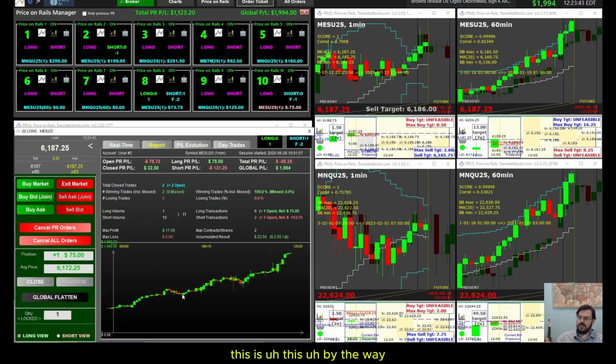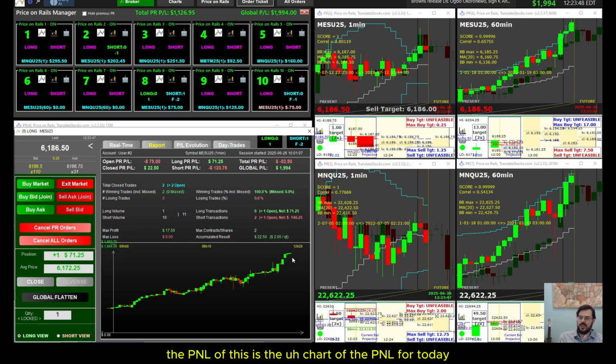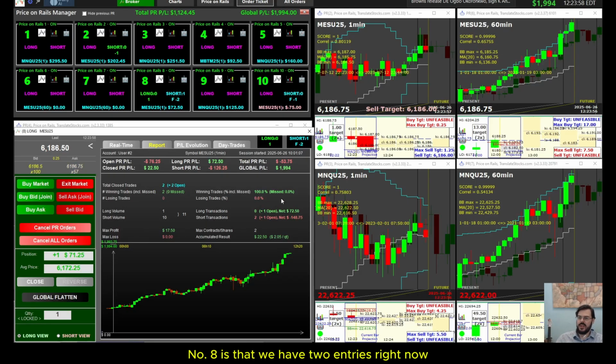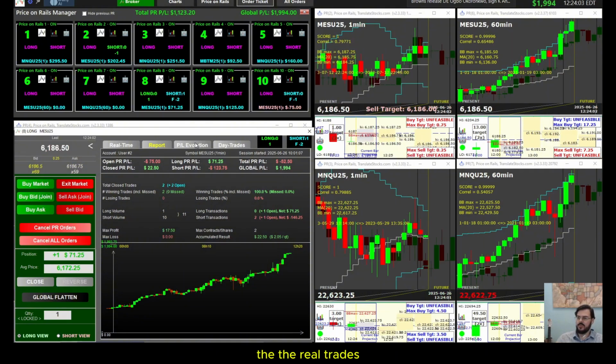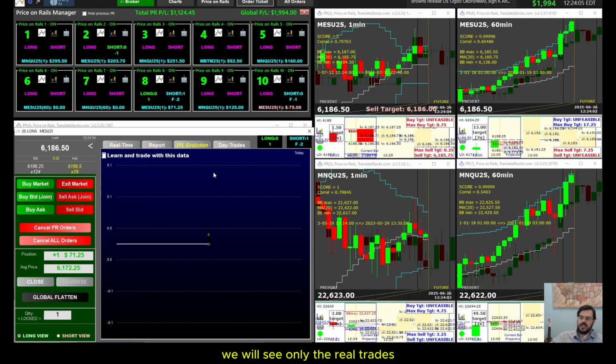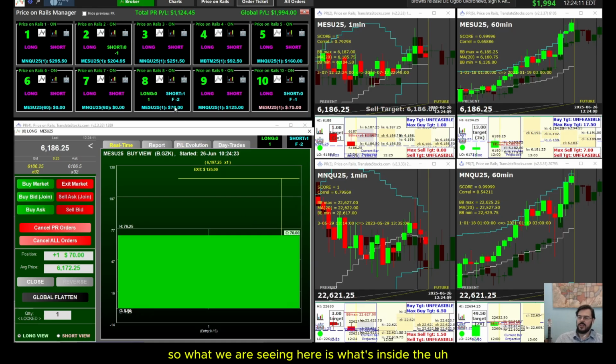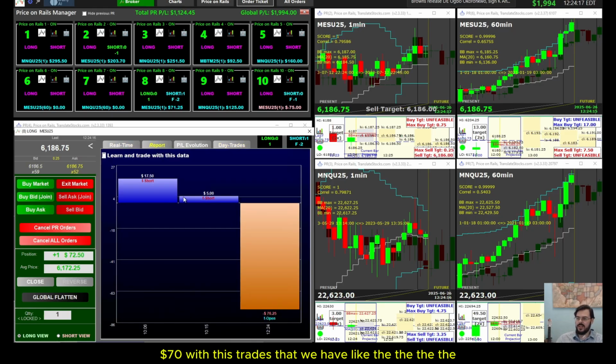This is, by the way, the P&L. This is the chart of the P&L for today. It's really beautiful. And what we have here in agent number 8 is 2 entries right now, and it's putting all together the theoretical and the real trades. If you go to the P&L evolution, we will see only the real trades. We have one open order. So what we are seeing here is what's inside the manager, the Price on Rails manager, $70 with these trades that we have.